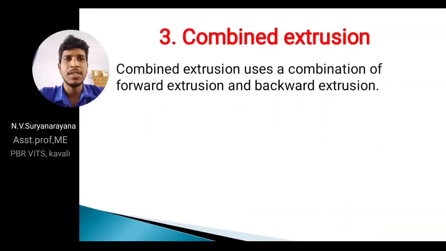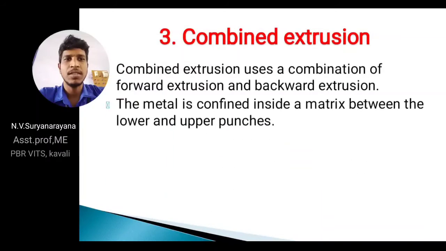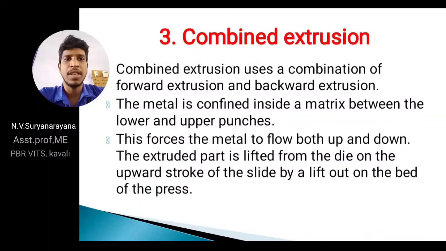Next, combined extrusion. Combined extrusion uses a combination of forward and backward extrusion processes. The metal is confined inside a matrix between lower and upper punches. This forces the metal to flow in both up and down action. The extruded part will be collected and lifted from the die on the upward stroke of the slide by a lift-out on the bed of the press.